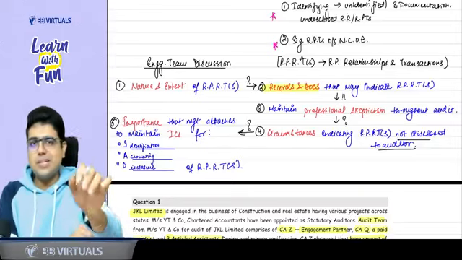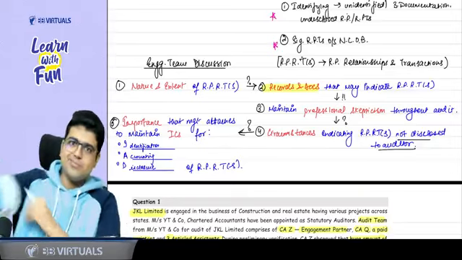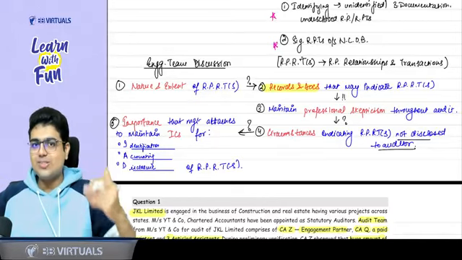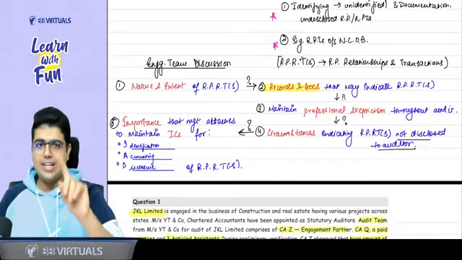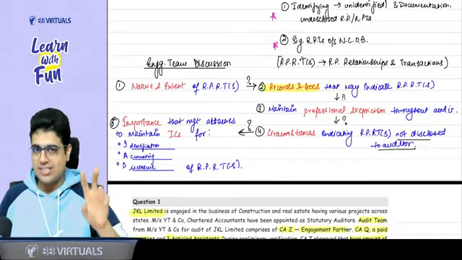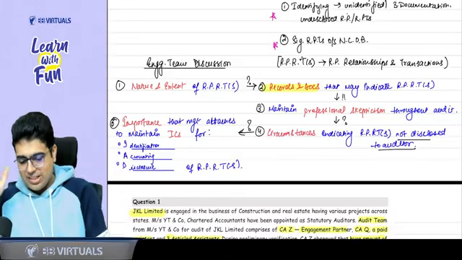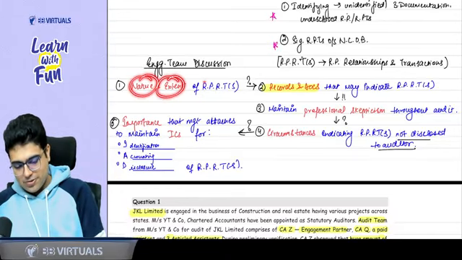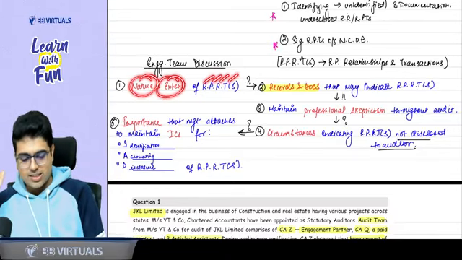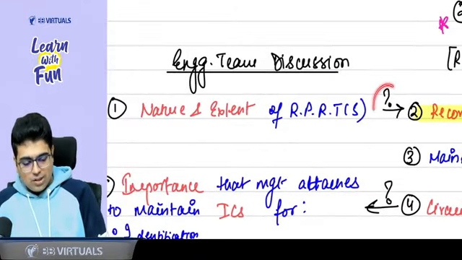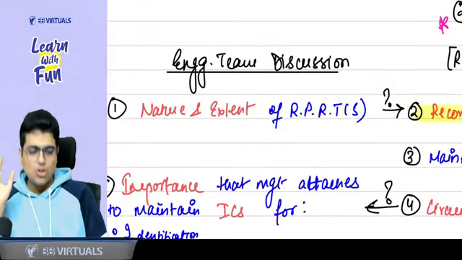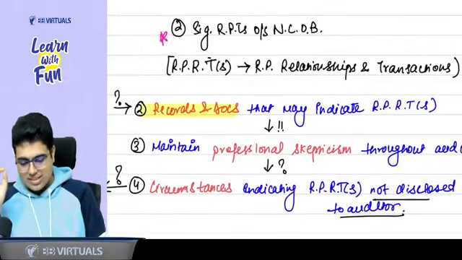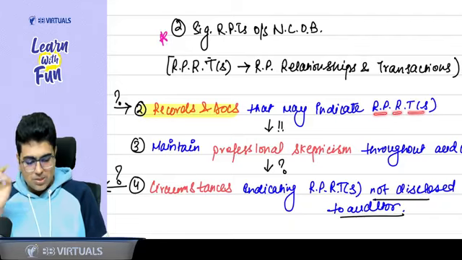What will the engagement team discuss about? Sir, that needs to be disclosed in the financial statements. What needs to be disclosed in the financial statements? Related party relationships, transactions and balances. So the first thing they will discuss is the nature and extent of related party relationships and transactions. Tell me, where will you find these related party relationships and transactions? In some records and documents. So the second thing they will discuss is records and documents that may indicate related party relationships and transactions.